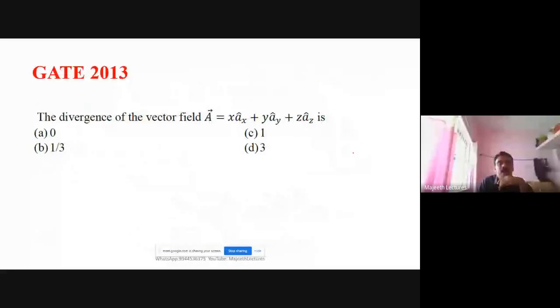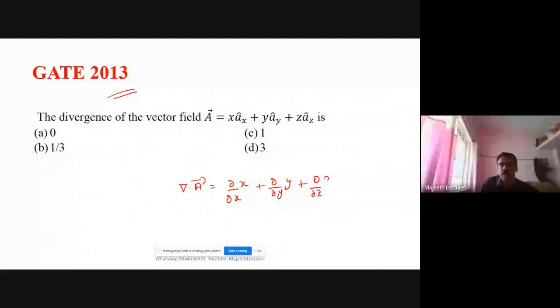And you see, what is the divergence of vector field xax, yay, zaz? This question was asked in GATE 2013. So this is a very simple problem. Del dot A is equal to dou by dou x into x plus dou by dou y plus dou by dou z, right, if you take a dot product. Because del means dou by dou x ax plus dou by dou y ay plus dou by dou z az. If you take a dot product between dou x and ax, ax dot ax is 1.